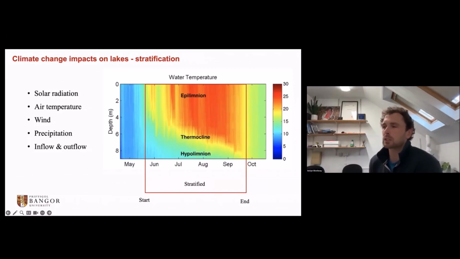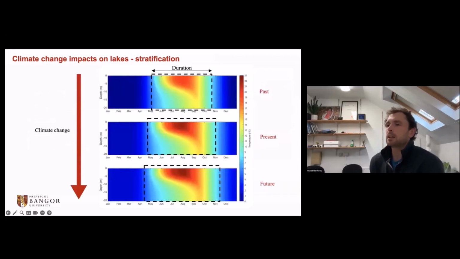What we've been trying to do is understand how these change in response to global warming. So schematically, we can look at the impact of climate change on lake stratification by looking at 3 distinct periods. The past is shown in the top panel, the present is shown in the middle panel, and the future is shown in the bottom. So again, these are temperature profile plots for the same lake in the 3 climate change periods: past, present, and future.